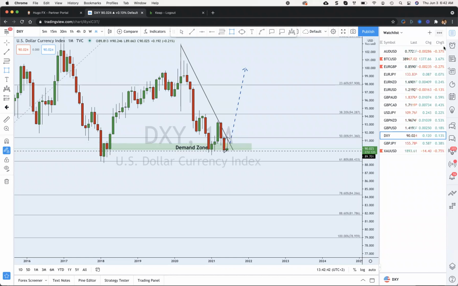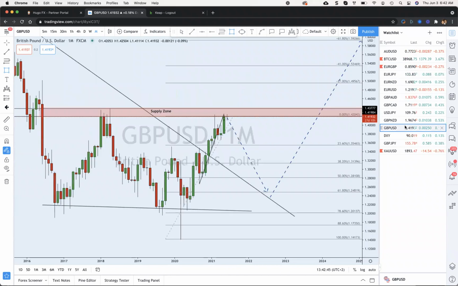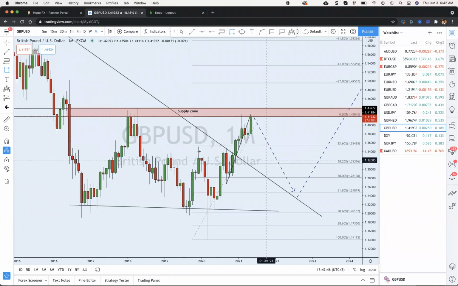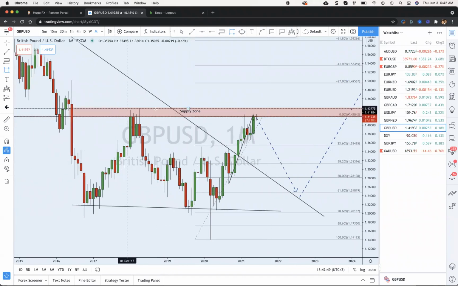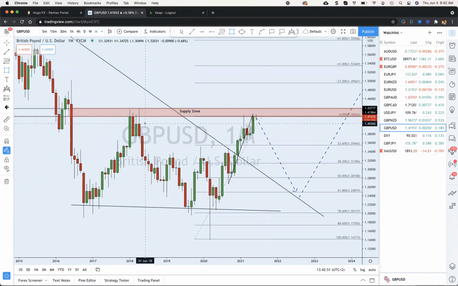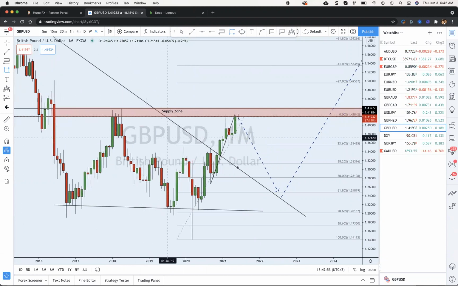Let's see what's going on here. You see that all of them pretty much look the same, the same as Euro. Same markup too. So that's what I'm saying, just putting it into perspective. This is what I think is going to happen ultimately, but I could be wrong.